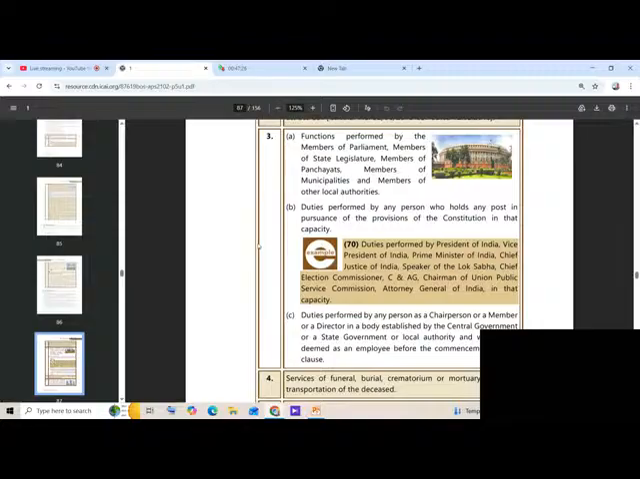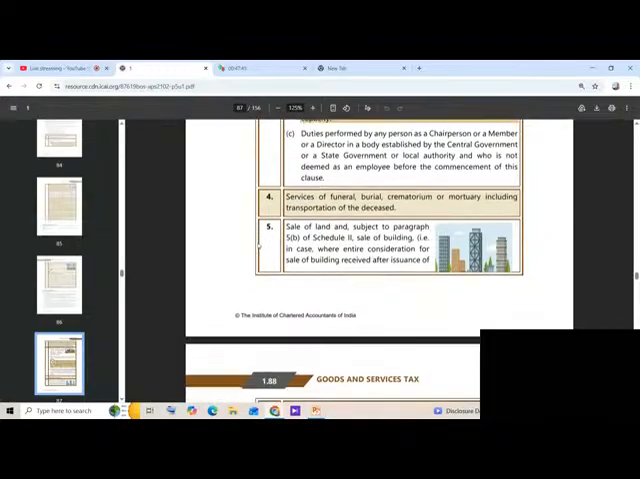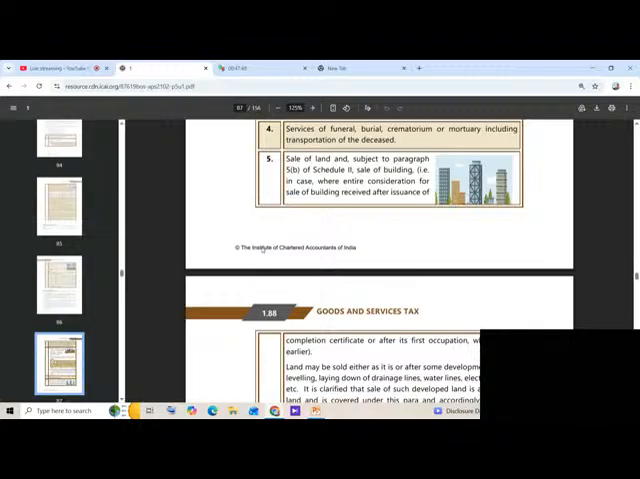Duties performed, for example, by the President of India, Vice President, Prime Minister, Chief Justice, Speaker of Lok Sabha, Chief Election Commissioner, CAG, Chairman of Union Public Service Commission, Attorney General of India in that capacity. Next, service of funeral, burial, crematorium, and mortuary, including transportation of the deceased. Supply of land, and subject to paragraph 5 of Schedule 2, sale of building.